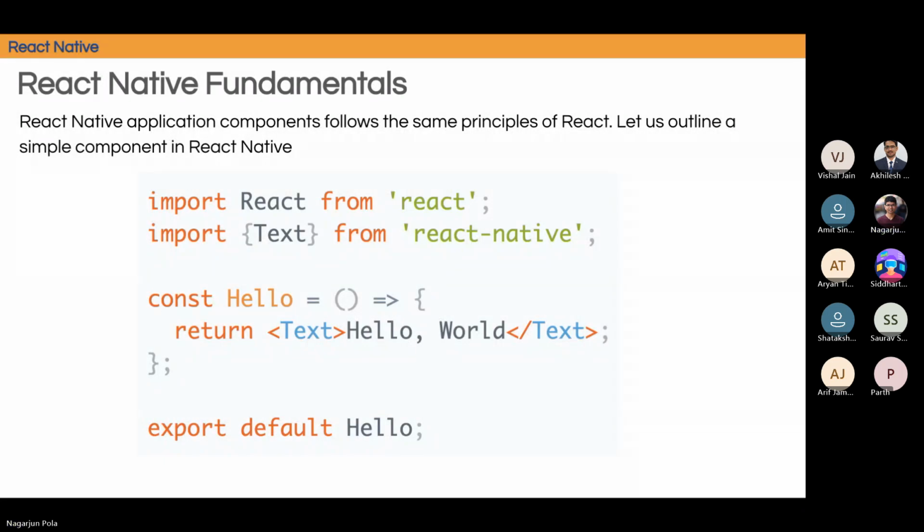Okay. So we'll see what a simple React application contains. So here we import the React library, and then we import a text component from React Native. So all the components come from React Native, but all the basic lifecycle methods and other libraries come from React. So here we are returning a hello component, and in that it is nothing but a text which says hello world.